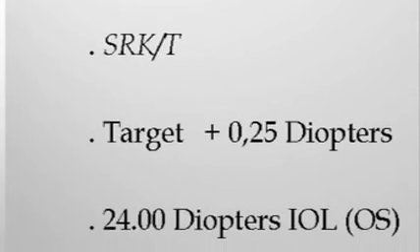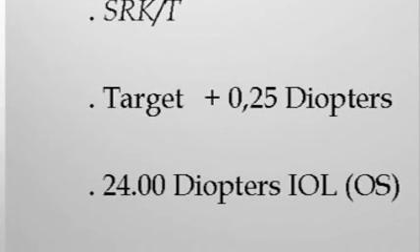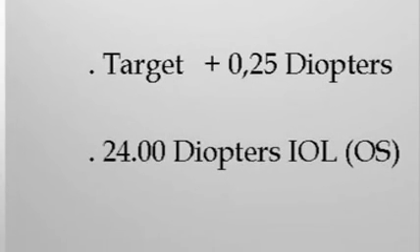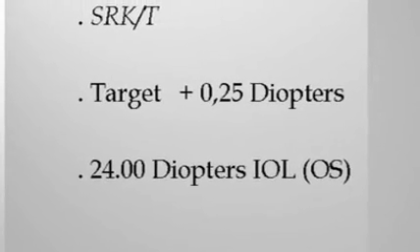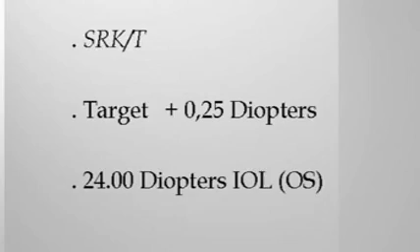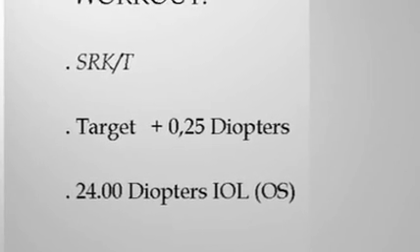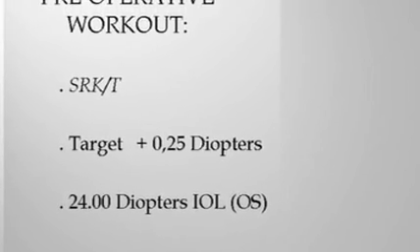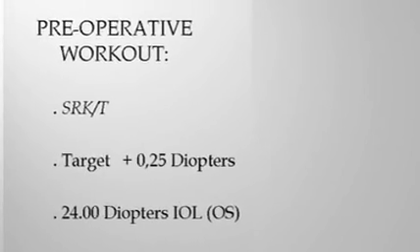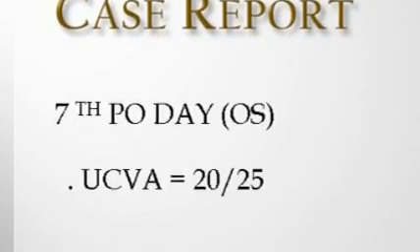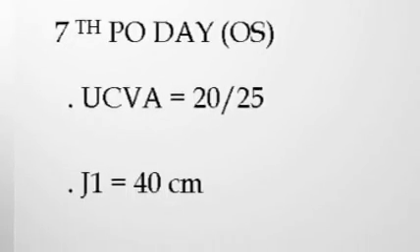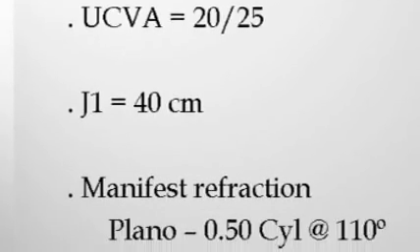For the left eye, IOL power was recalculated using keratometric readings obtained from Orbscan 2 with immersion biometry. The IOL power was then reset at 24 diopters, 2 diopters weaker compared to the power predicted by the PENTACAM keratometric readings. The patient had an uneventful surgery for the left eye. On the 7th postoperative visit, the patient was happy with her near and distant uncorrected vision.